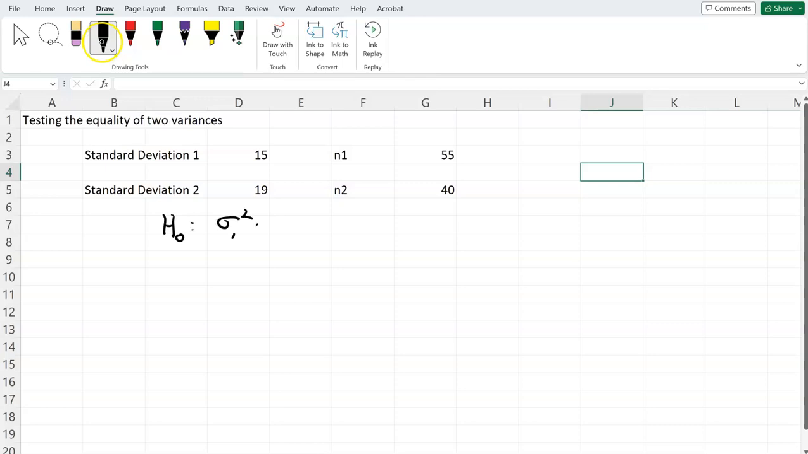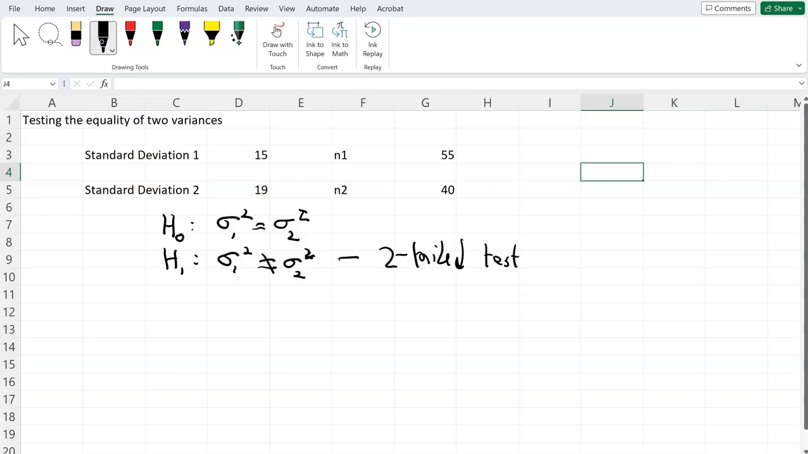1 squared equals sigma 2 squared. So basically the variances of these two populations are equal. Note we are not using S1 and S2 here because, in hypothesis testing, we always test for the population. And the alternate is that sigma 1 squared is not equal to sigma 2 squared. So as we can see, since it has a not equal to, this is going to be a two-tailed test.